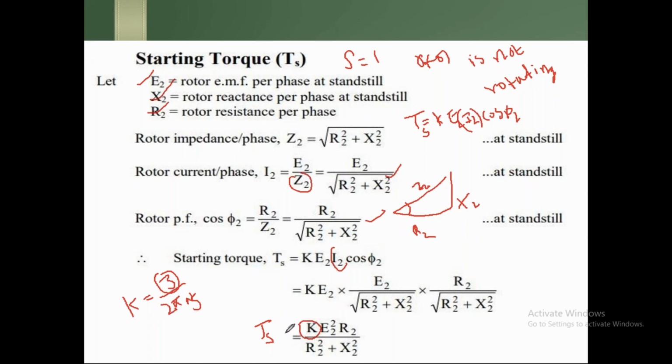So from the replacement of K, you can write Ts is equal to 3 divided by 2 pi Ns into E2 square R2 divided by R2 square plus X2 square. This is the equation of starting torque. Now, for this, we need to find what is the maximum starting torque.